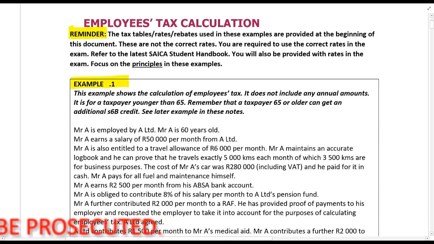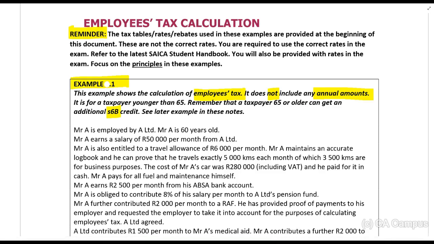In this first example, I'm going to show you the calculation of employees' tax. There will not be any annual amounts. Remember, annual amounts are things like a bonus, which is not something that you receive all the time. It's a once-off amount or what you receive not on a regular basis. In this case, I'm showing you a taxpayer younger than 65. If a taxpayer is 65 or older, the only real difference is that the Section 6B credit, part of it can be considered for this. And also, obviously, there will be things like the secondary rebate.